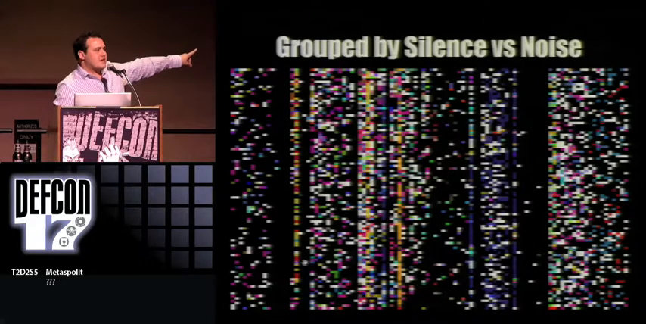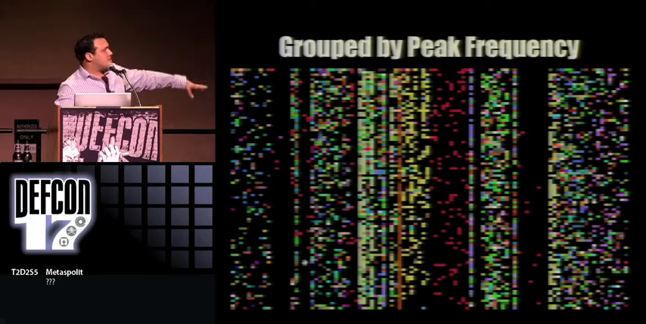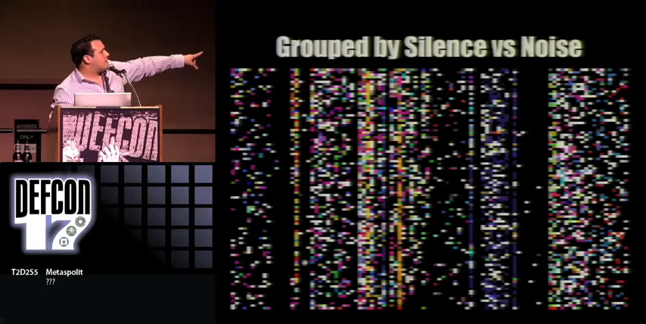So here's a group by silence versus noise. You can see big stripes of similar colored audio that were automatically grouped using the very first method that we came up with. Using this method, you can see another set of stripes, and actually between these two, there's completely different patterns. This one's grouped by peak frequency of the call, and this is grouped by which ones sound kind of the same through silence versus noise.